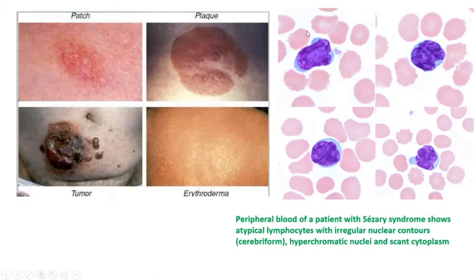If you take a peripheral smear from a T-cell lymphoma patient, you can see this classical cell. This is known as a cerebriform cell because of the morphology. It looks like a cerebral hemisphere. They are atypical lymphocytes with scant cytoplasm and irregular nuclear contour, and they are very hyperchromatic. And these are the skin lesions. It can be patch, plaque, or tumor, and erythroderma.